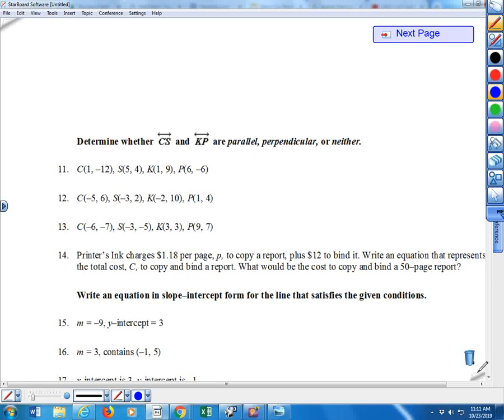Okay. Determine whether they're parallel, perpendicular, or neither. So again, I've got to find the slope of both lines and then compare them to each other to see if they're the same, the opposite inverse, or neither. Okay, so the slope of CS, 4 plus 12, 5 minus 1. So that slope is 4. And then KP, negative 6 minus 9, and 6 minus 1, neither.